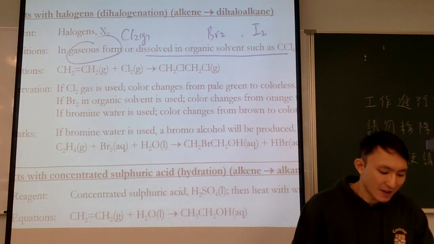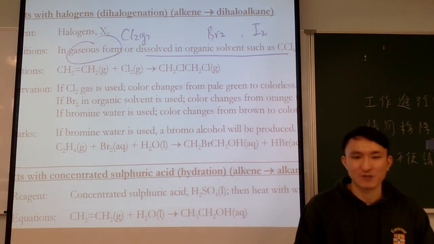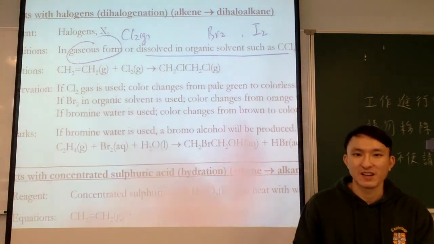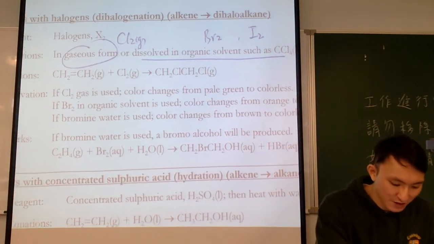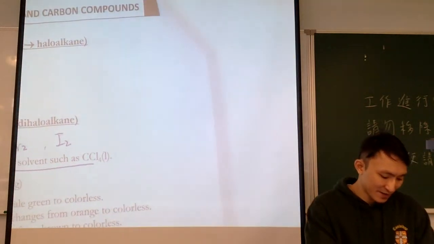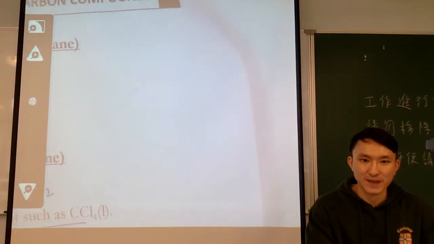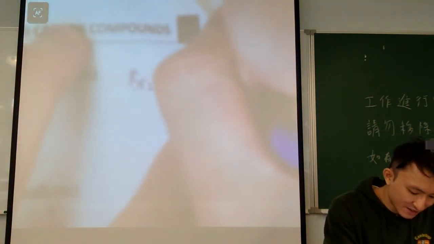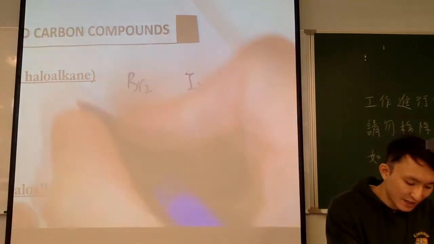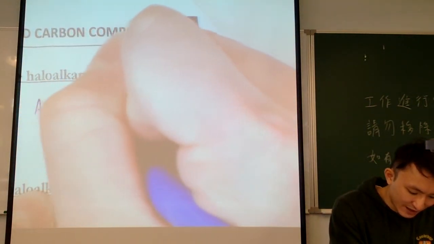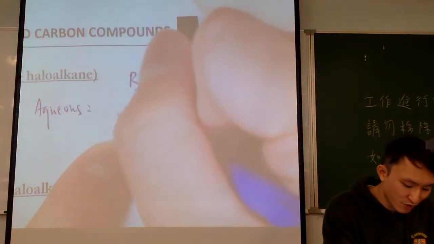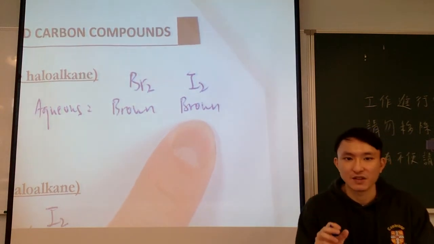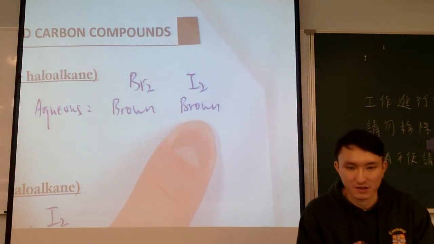Now, in this part, usually the student will struggle with the color of bromine and iodine, especially in different physical states. So I give you some remarks over here on the right hand side. Try to bring back your memory. Now, bromine and iodine, if they are in aqueous solution, dissolved in water, then bromine is brown in color. Iodine is also brown in color. In a very dilute iodine solution, it will appear yellow, but it's not very important.